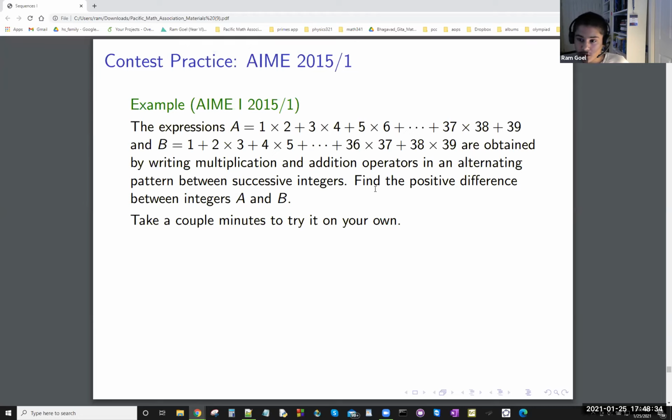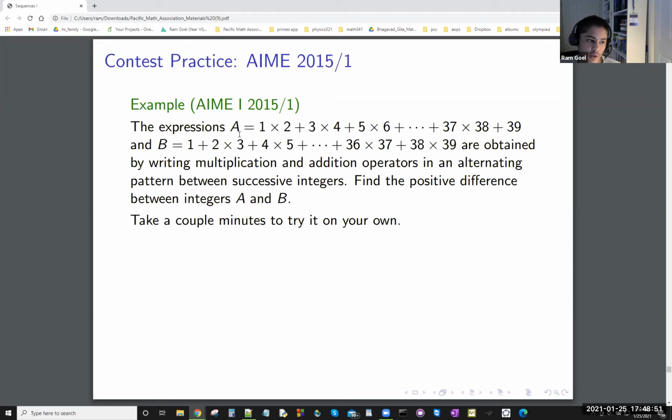This will not necessarily use the exact theorem or theory for arithmetic sequences and so on, but that sort of background is very helpful for what we're going to be doing. So the hint for this problem is to try to minimize the amount of work you have to do.